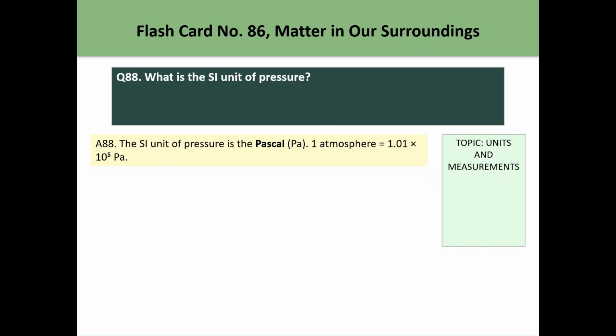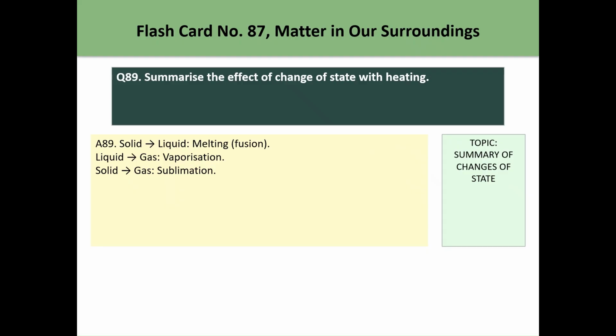What is the SI unit of pressure? The SI unit of pressure is Pascal. 1 atmospheric pressure is equal to 1.01 × 10^5 Pascal. Next. Summarize the effect of change of state with heating. Solid into liquid is called melting. Liquid into gas is called vaporization. And solid into gas is called sublimation.